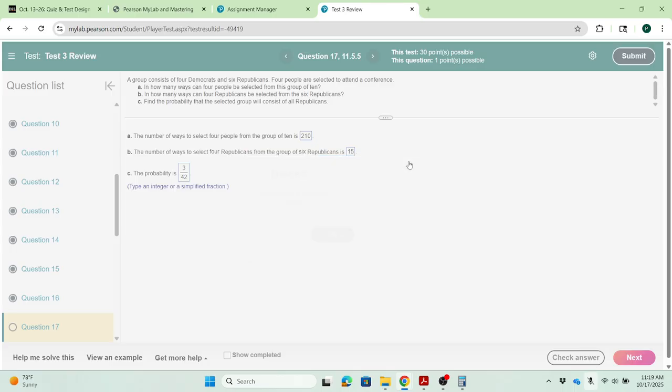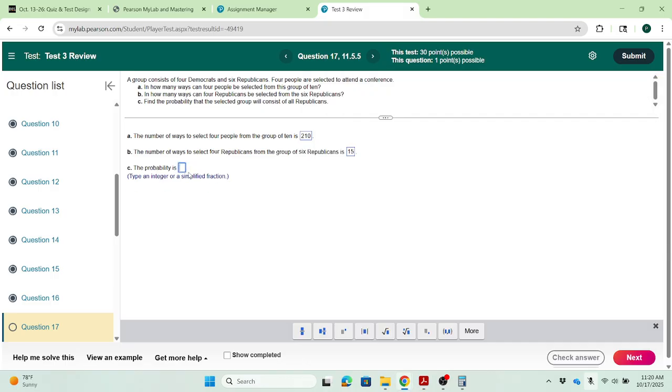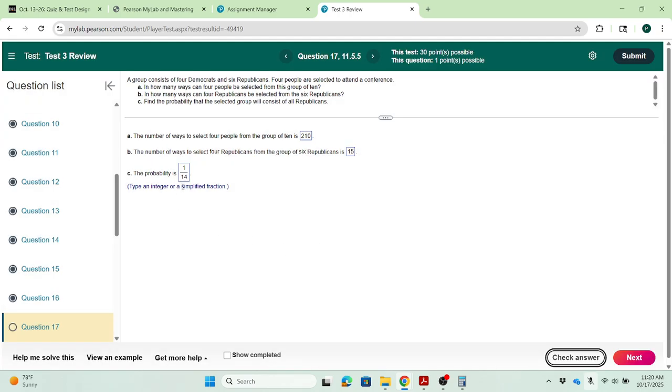What happened? I did something wrong here. Oh yeah, I can simplify further. There is a common factor of 3. So always use your calculator to find the simplified fraction. So it's 1 out of 14. The number was not wrong, but the simplification was. So it's 1 out of 14. Always read the instruction for what answer they are looking for. They are looking for a simplified fraction.